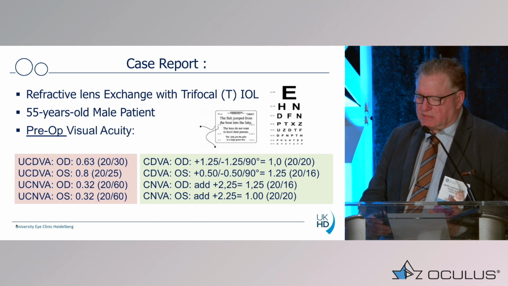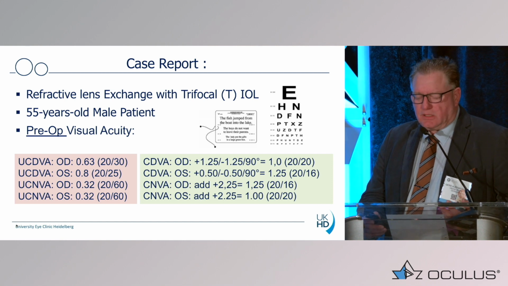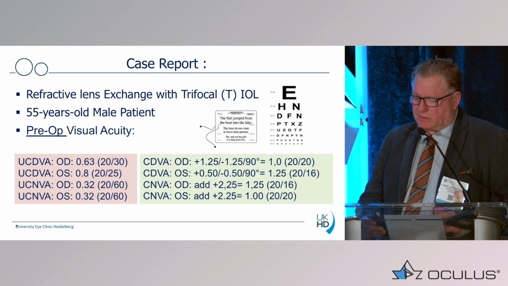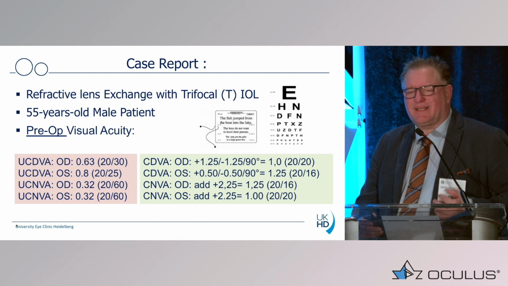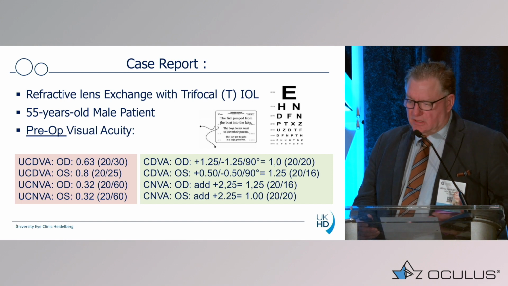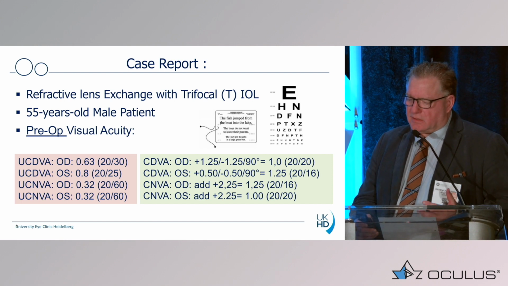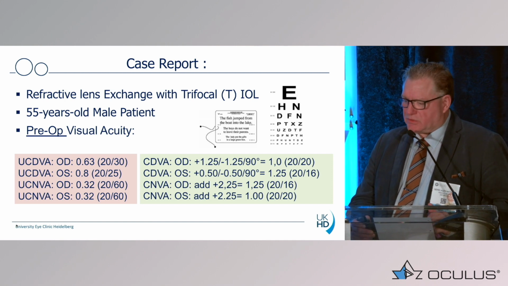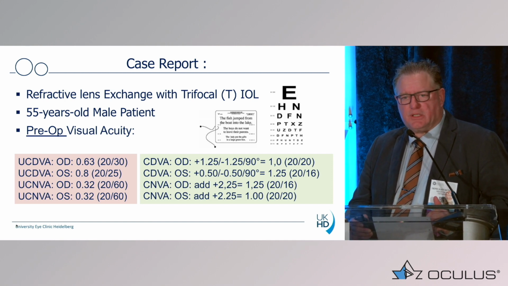55-year-old male patient. If you look on the one side, his uncorrected distance visual acuity and uncorrected near visual acuity is not bad, actually. Yeah, 20/30, 20/25, 20/60 for the near. So he has to wear reading glasses. He would get along without glasses in daily routine. But if you look on the other side, with a slight hyperopic and astigmatic correction, this patient goes up to 20/16 in his visual acuity.